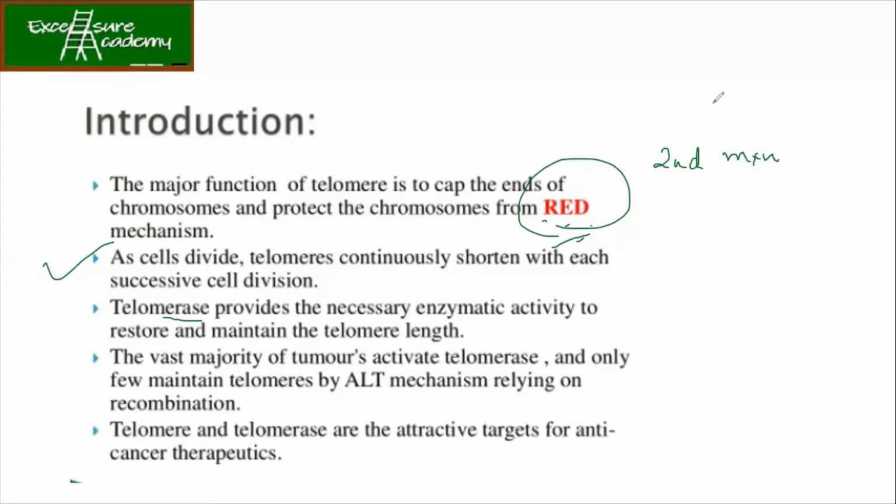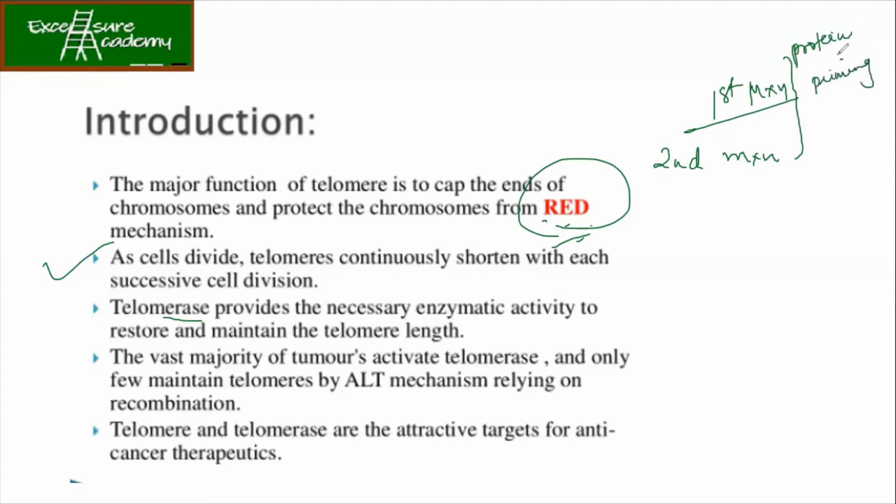What was the first mechanism we have discussed? Using a protein instead of a primer, instead of RNA, and that synthesizes the DNA. Very good. So that first mechanism is also known as protein priming.